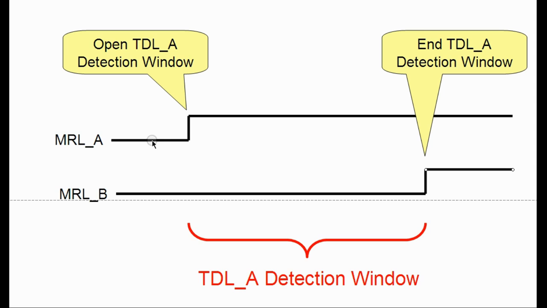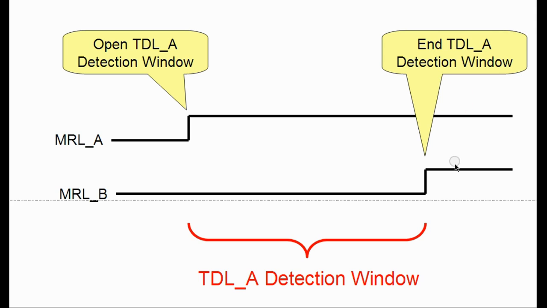Let's take a quick look at how windowing works. Up until match A gets set, here, transition detection is disabled. Match A getting set opens the transition detection window in which a CAM input signal transition can be detected. This window closes here on match B.